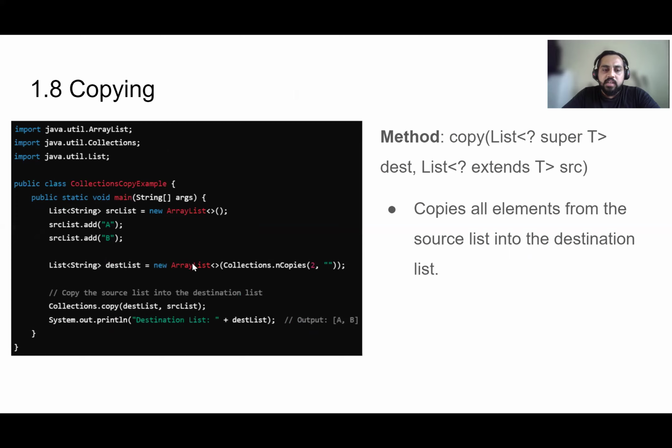At the time of declaring this object, I can use Collections.copy. It will automatically copy the source list to the destination list. Okay. Here I have created one more list, so I need to copy the list into the destination list. With Collections.copy, I need to provide the destination list and the source list. It will automatically copy all the elements from the source list to the destination list. Okay.